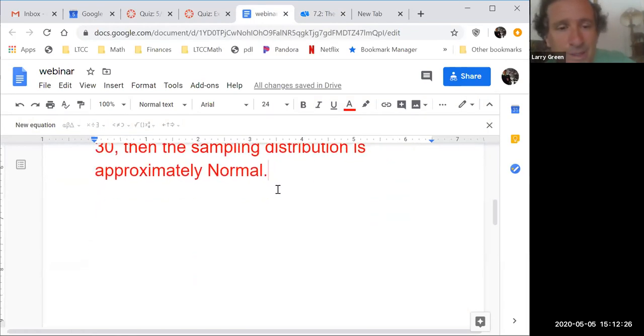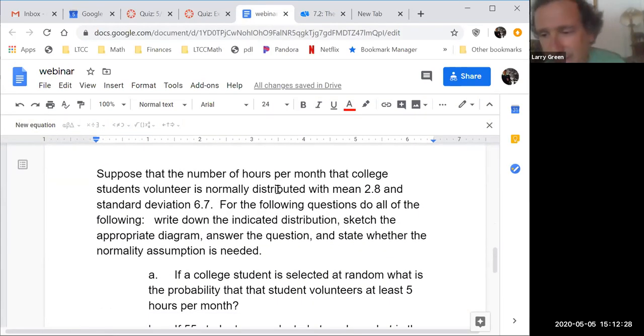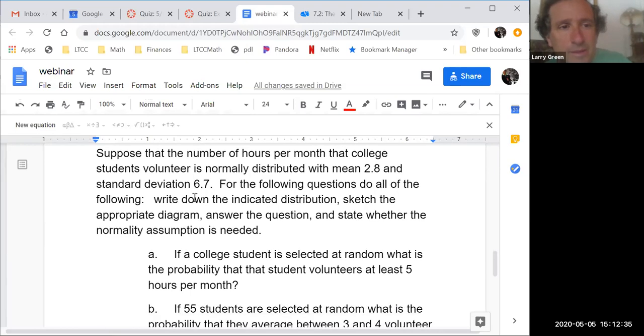Okay, so now what we can do is an example. I'm going to do one example and we'll call it a day. We've got about 13 minutes left. So here's an example. Suppose that the number of hours per month that college students volunteer is normally distributed with a mean of 2.8 and a standard deviation of 6.7. For the following, write down the indicated distribution, sketch the diagram, answer the question, and then state whether the normality assumption was needed.